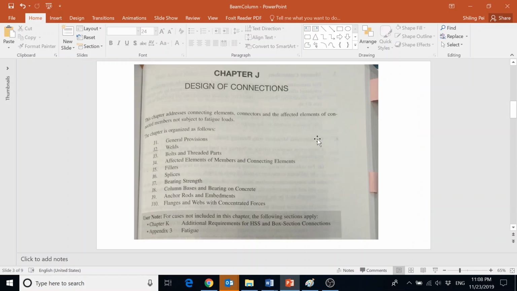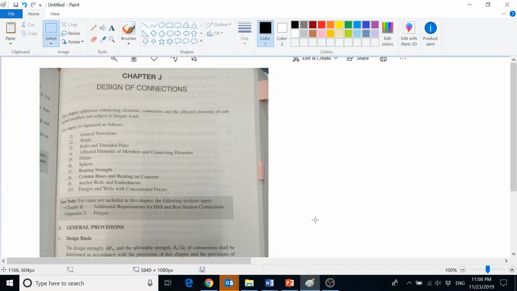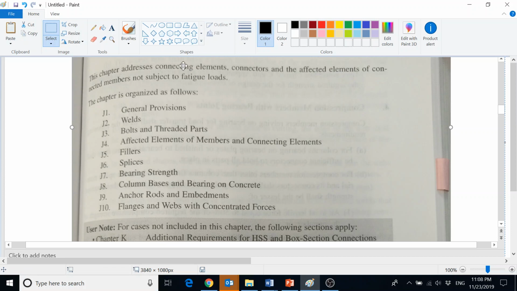So the connection chapter in the code is chapter J. Let's take a look. Let's zoom in on what this chapter really looks like. I'm assuming you're going to have a code with you while you listen to this. You can read the general provisions. It's quite long, but we're going to focus on J2 welds and J3 bolts and threaded parts, because all that you need to know about simple connection design and strength check, about welding and bolts and threaded parts, is in those two sections.